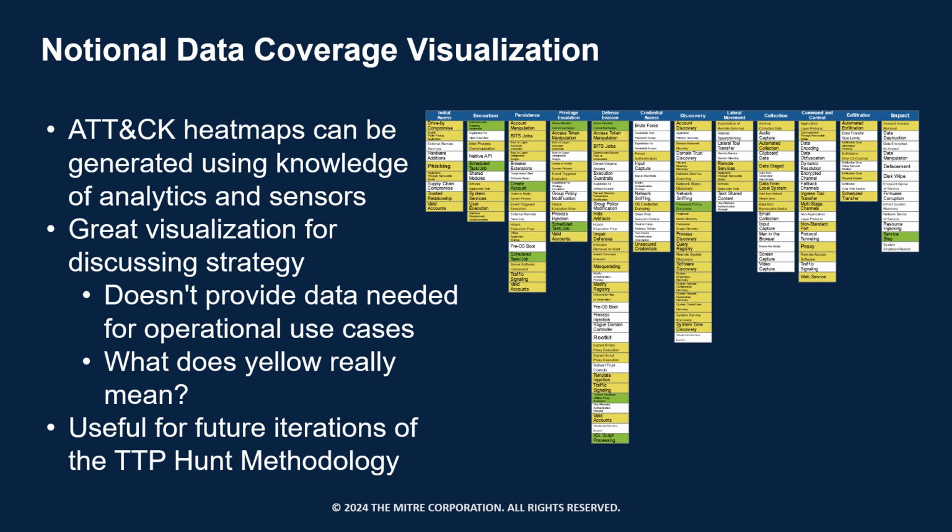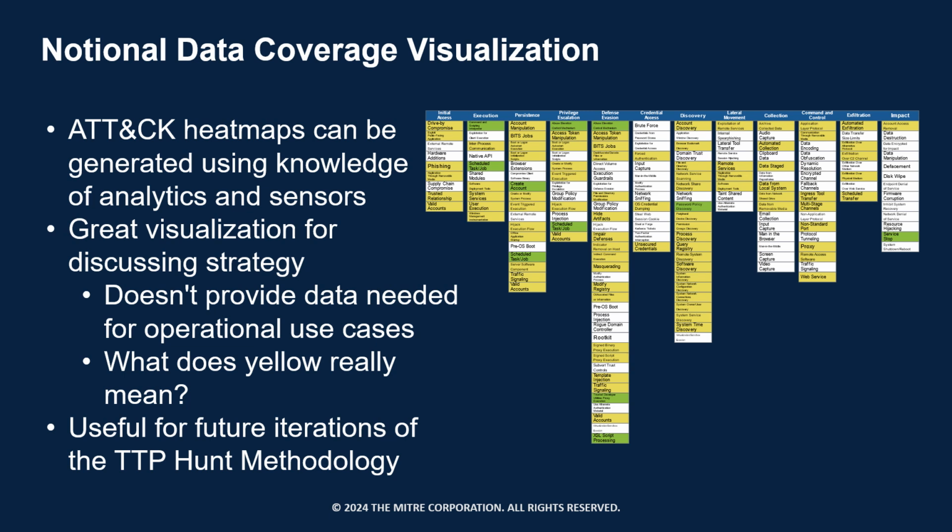On this diagram, white techniques have no data being generated that address the TTP. Yellow means that the technique is covered to some degree, but not completely. Often this means that certain implementations of the technique are not covered. Green means we are generating data that can detect all implementations of that technique.